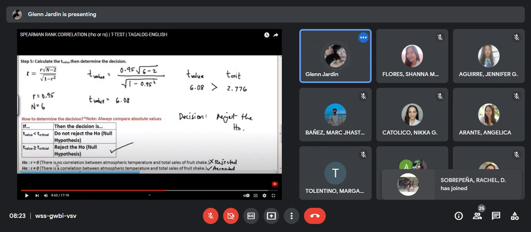Okay, so t-test, sinabi ko sa inyo para ma-determine natin kung may significant relationship, gagamit tayo ng t-test. Ang formula ng t-test, ito, class: t is equal to r times the square root of n minus 2 over square root of 1 minus r squared. Yung r natin, yun yung rs na na-compute natin.